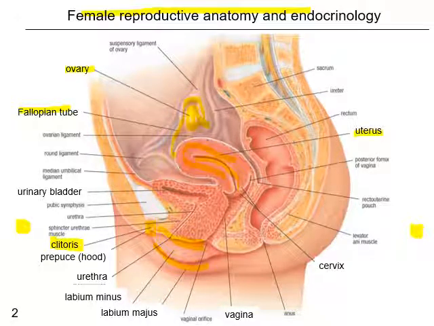It's quite sensitive. And so it is part of the female reproductive system because it leads to part of the female reproductive response. The clitoris has a prepuce. You might remember that in the male, the prepuce is the foreskin. In the female, the prepuce is the hood of the clitoris.